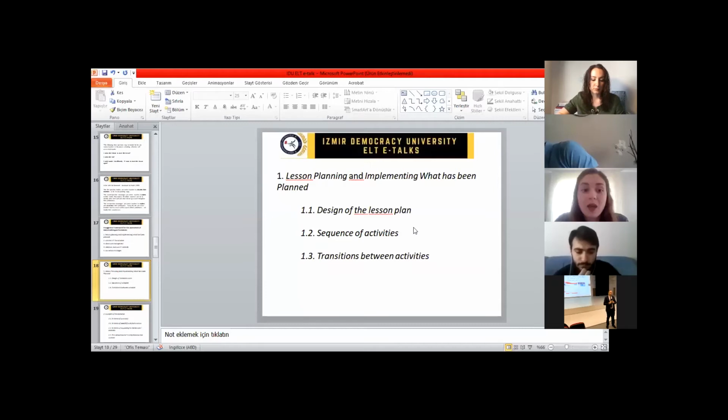The next one is transitions between activities. There should be smooth transitions between different activities. What I mean is, the previous activity should pave the way for the upcoming activity. There shouldn't be harsh transitions between different activities.